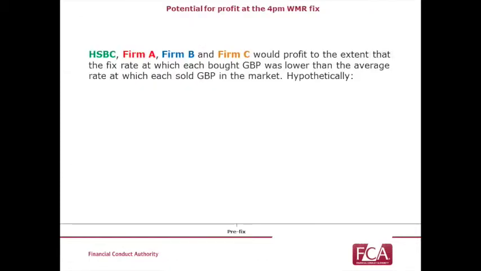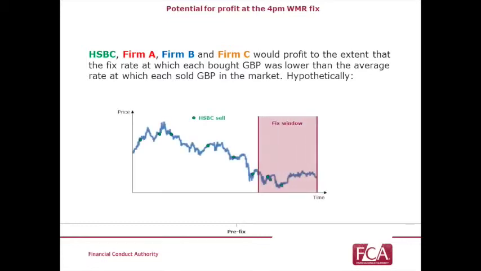Remember, because HSBC is a seller, it will benefit if it can move the fix rate down. The chances of success will be improved if HSBC and other firms share information. Since HSBC and Firm A each need to sell sterling at the fix, each would profit to the extent that the fix rate at which it bought sterling was lower than the average rate at which it sold sterling in the market. This graph is a hypothetical example demonstrating this.